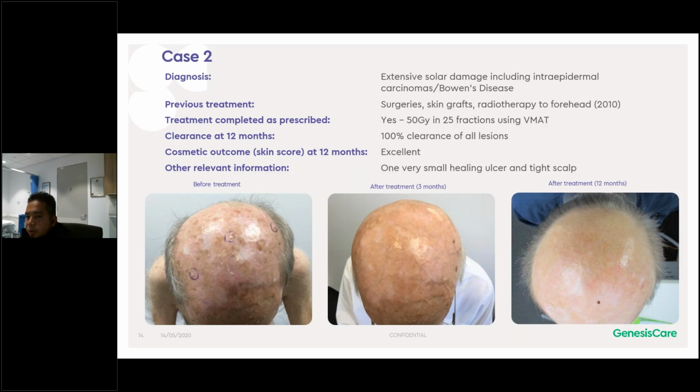In the past, we were not able to treat an area of this size with our older technique, but in this example here, we can use VMAT to just treat the surface of the scalp. You can see what the skin looks like prior to radiation on the left, then at 3 months after radiation, once the skin reaction has healed, and at 12 months, how the skin looks after for this gentleman. He did have an ulcer, a small one.